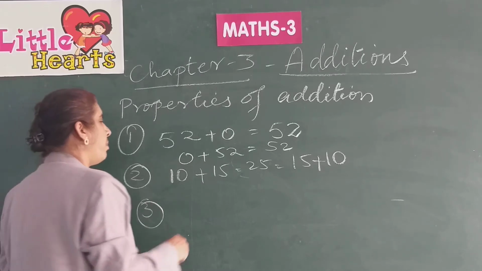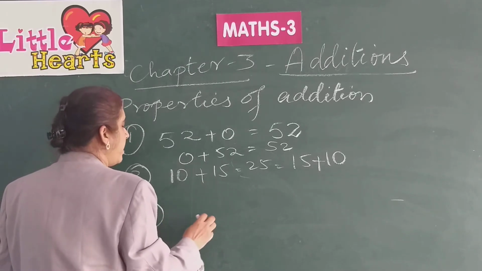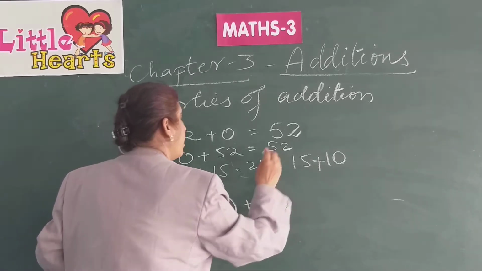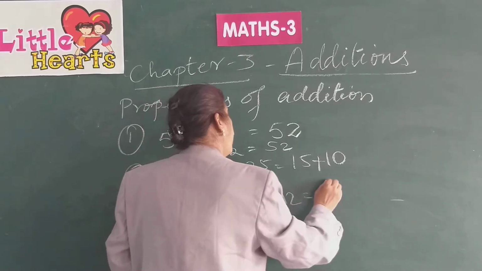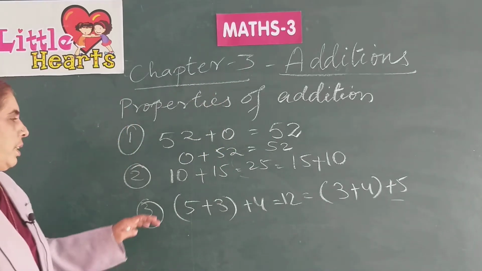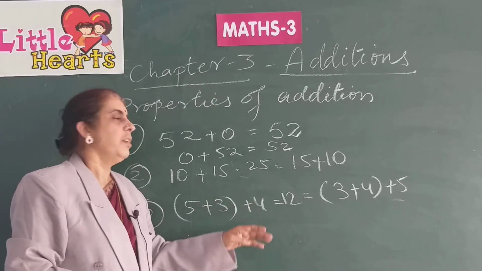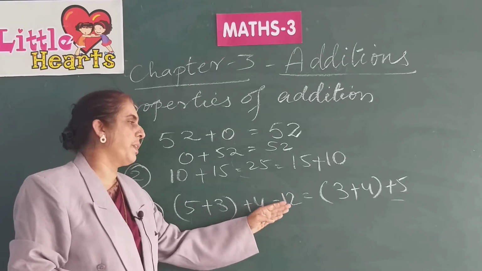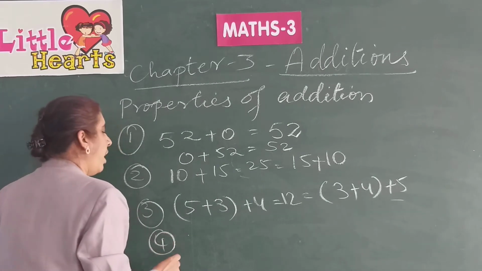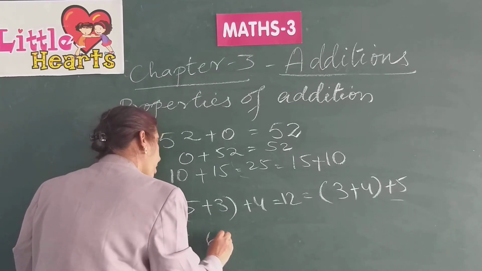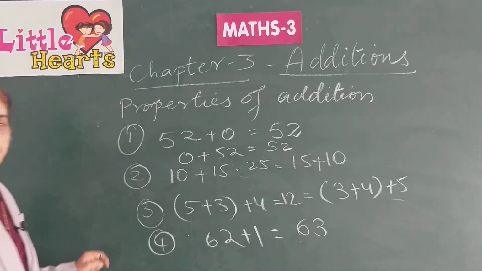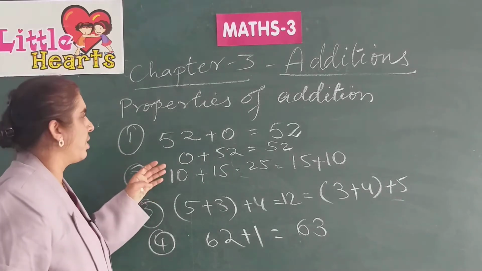And if two or more numbers are grouped and added, we get the same result. 5 plus 3 plus 4 equals 3 plus 4 plus 5. If you group the numbers in any order and add, the sum will be the same. These are the properties of addition. And if you add 1 to any number, you will get the next number. Remember these in your mind while adding.